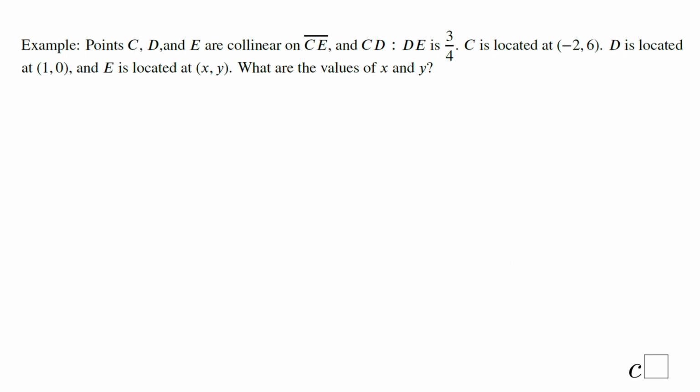Let's take a look to this example. Point C, D, and E are collinear. Point C is located at negative. I'm sorry, D is.